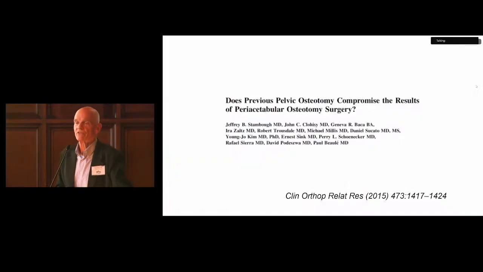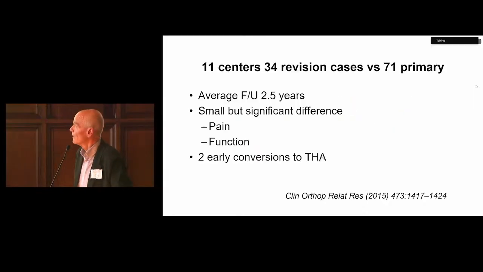Outcomes. This is the only real significant size series, an anchor study of 11 centers and 34 patients. So you can imagine how frequently this occurs. And the less frequent it becomes, the better off we all will be. The average follow-up was 2.5 years. And it was a very detailed analysis of functional outcome and pain. And there's a statistical significance, done in the best of hands, where they're improved, but they're nowhere near as good as a primary. 2 of those patients had an early conversion to a total hip.